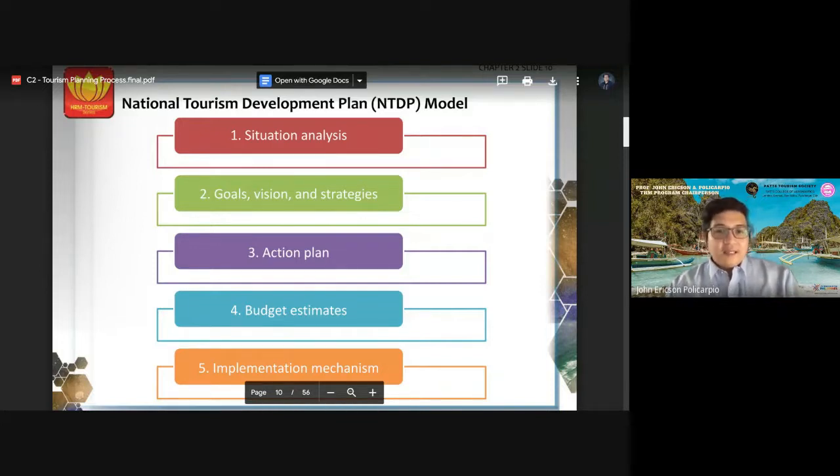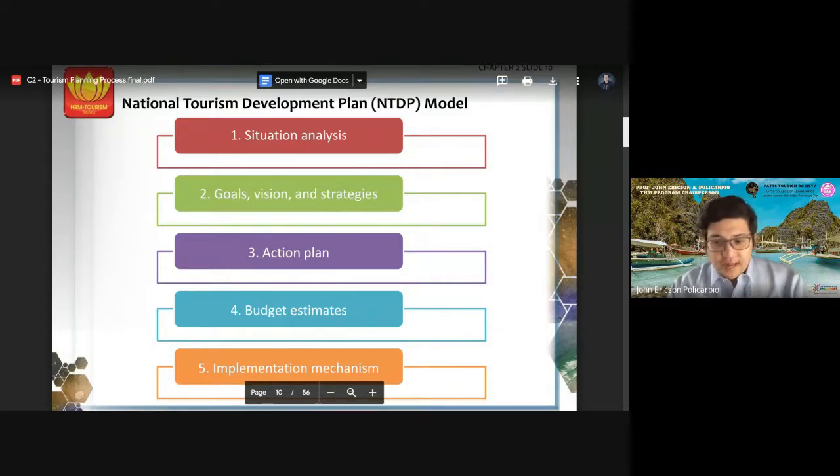Okay? And lastly, is the identification of your implementation mechanisms, or basically focusing on your destination management framework. How would you at least identify the management of a certain tourism area? What would be the focus on that specific spatial unit of plans? Okay, so that could be referred to in our NTDP documents.